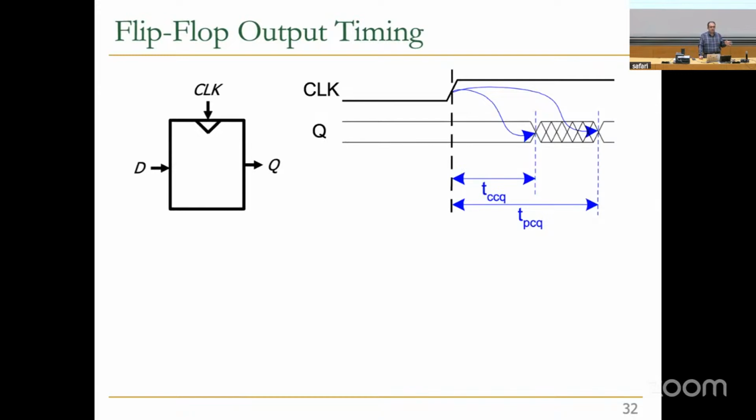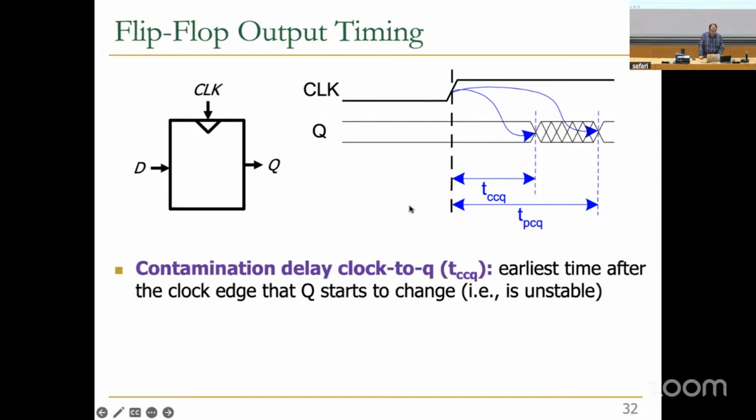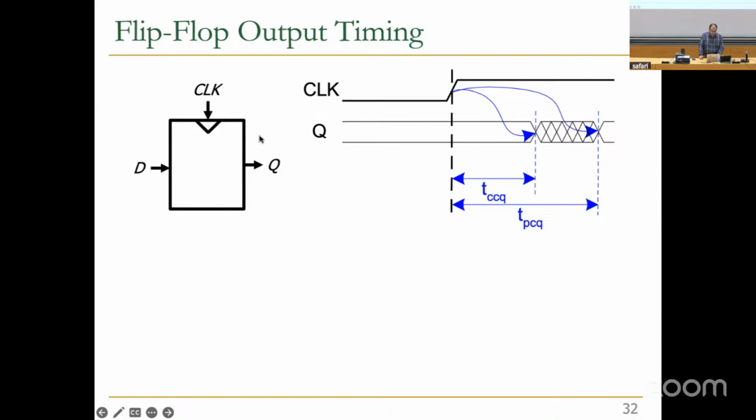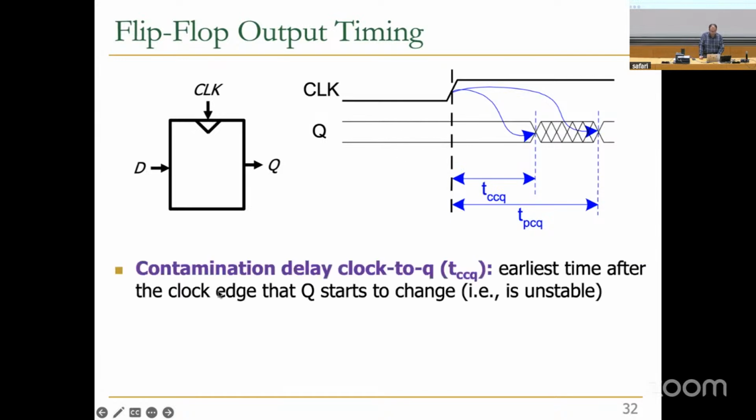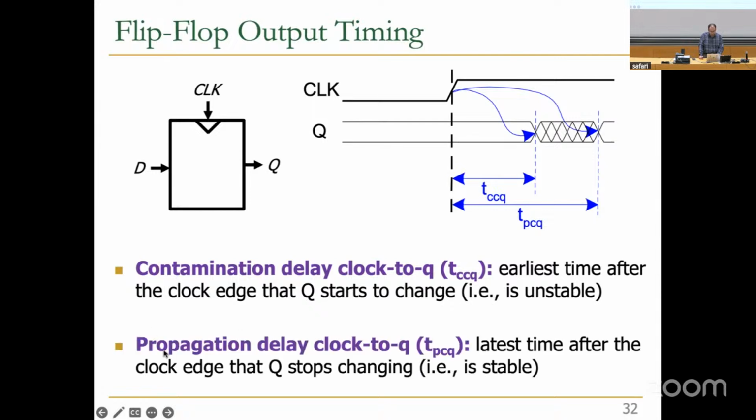Similar to combinational circuits, we also have some timing that we should define for flip-flops. At the rising edge of the clock, it takes some time for the output to react. We have two: one is the contamination delay clock to Q, TCCQ, which is the earliest time after the clock edge that Q starts to change, which is unstable. And we also have the propagation delay clock to Q, which is the latest time after the clock edge that Q stops changing, meaning that Q is stable.